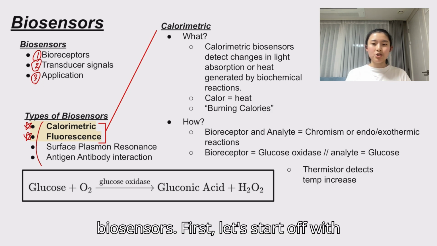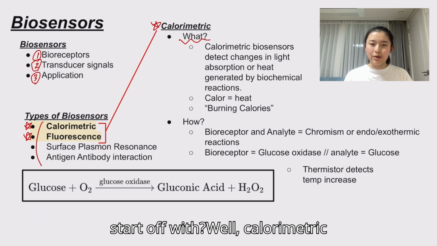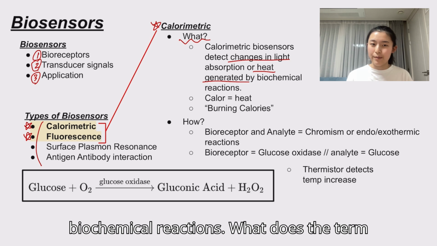Today we'll be looking at the colorimetric and fluorescence biosensors. First, let's start off with colorimetric biosensors. What are they to start off with? Well, colorimetric biosensors detect changes in light absorption or heat generated by biochemical reactions.